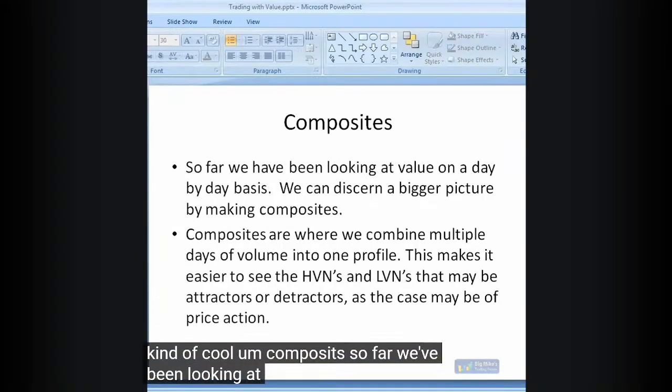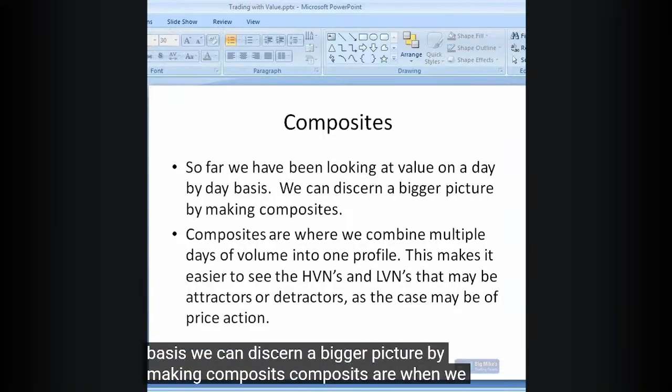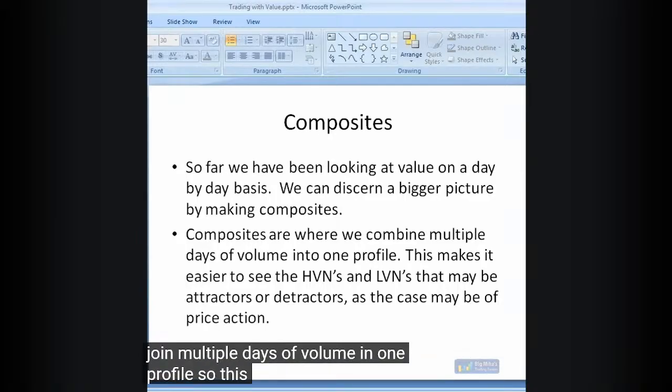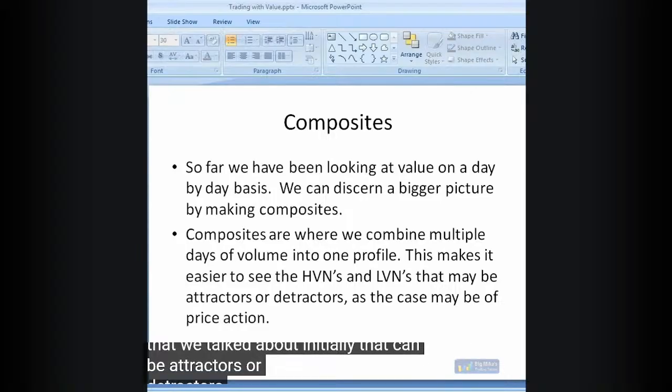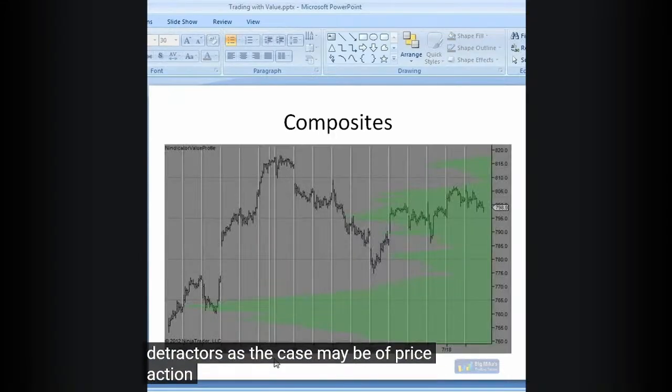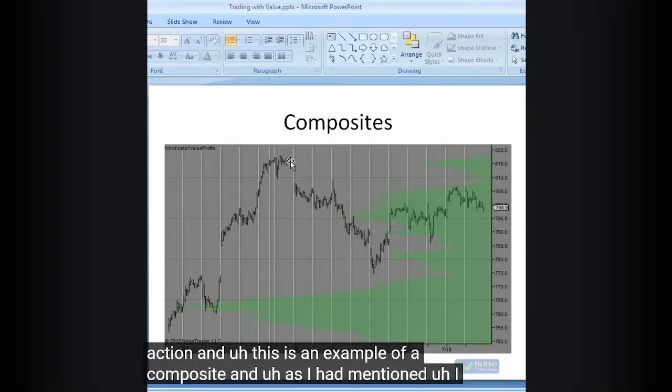Composites. So far we've been looking at value on a day-by-day basis. We can discern a bigger picture by making composites. Composites are when we join multiple days of volume into one profile. So this makes it easier to see the high volume and the low volume nodes that we talked about initially that can be attractors or detractors, as the case may be, of price action. And this is an example of a composite. And as I had mentioned, this might be the same chart.